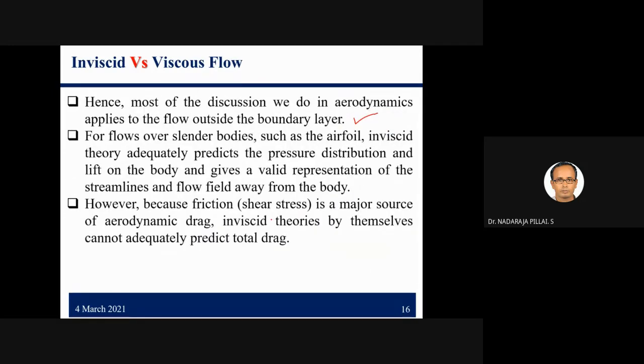However, because the shear stress is a major source of aerodynamic drag in slender bodies, the inviscid theories by themselves cannot adequately predict the total drag. In these cases, we consider the total drag to be only because of the pressure drag, but in slender bodies, the shear stress dominates over the pressure drag in certain cases, and hence the total drag predicted by considering inviscid flow is not adequate.